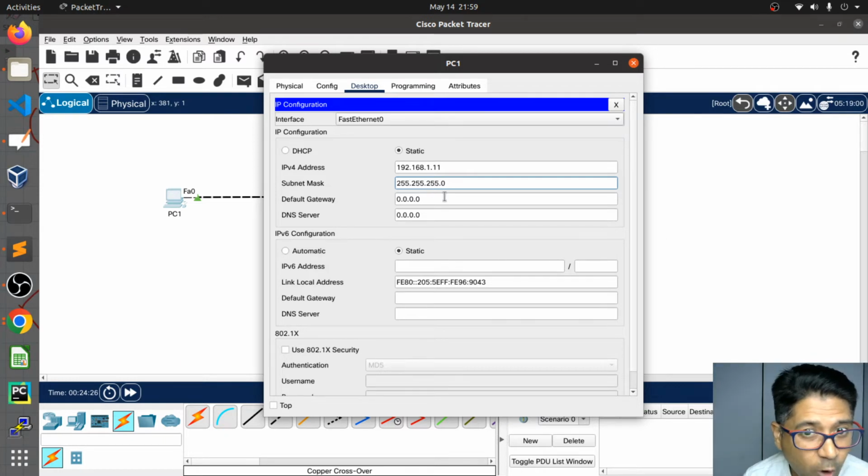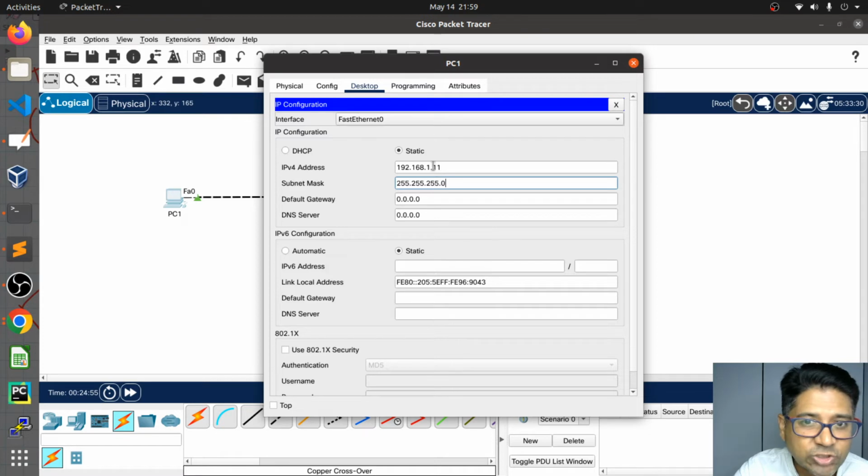All the bits: how many bits do we have? 255 means 8 ones. Another 255 means another 8 ones. And the third octet has 8 ones. So how many ones do we have? 24. /24. Yes, sir. Great. Now I don't need to give the default gateway right now because no gateway is needed.